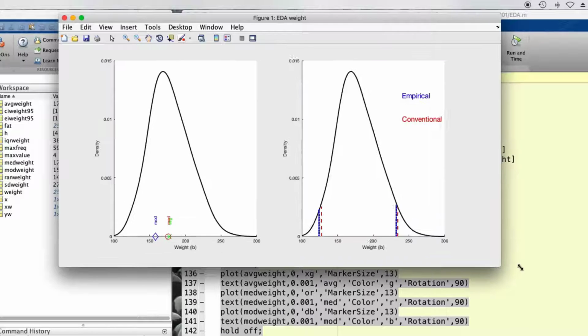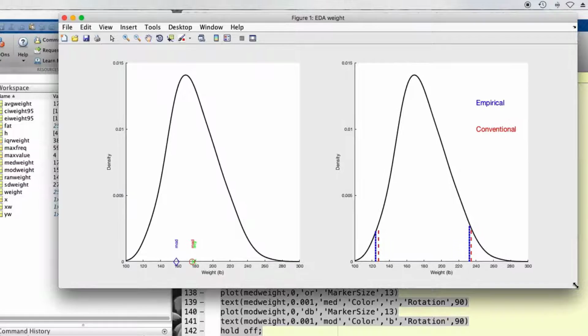I have a very informative plot that tells me the shape of the distribution of the data, that is roughly symmetric, a bit skewed to the right. I know that the median and average observation is around 180, and I can see that most of the observations, roughly 95% of the observations, fall within 120 to 230.